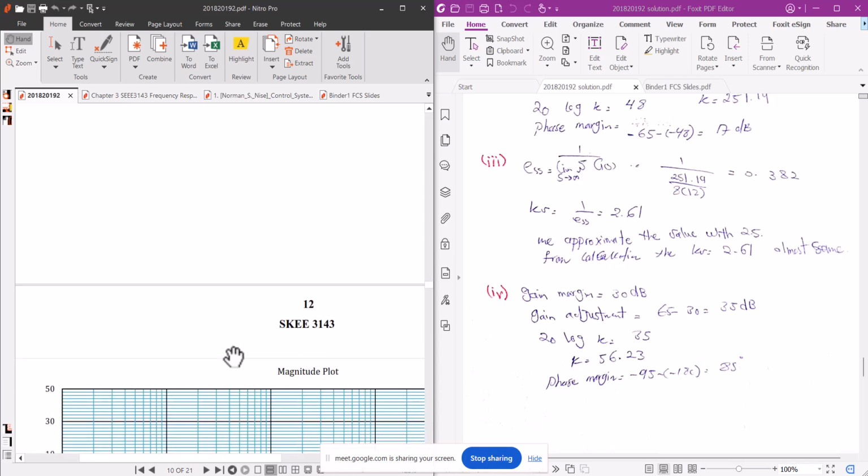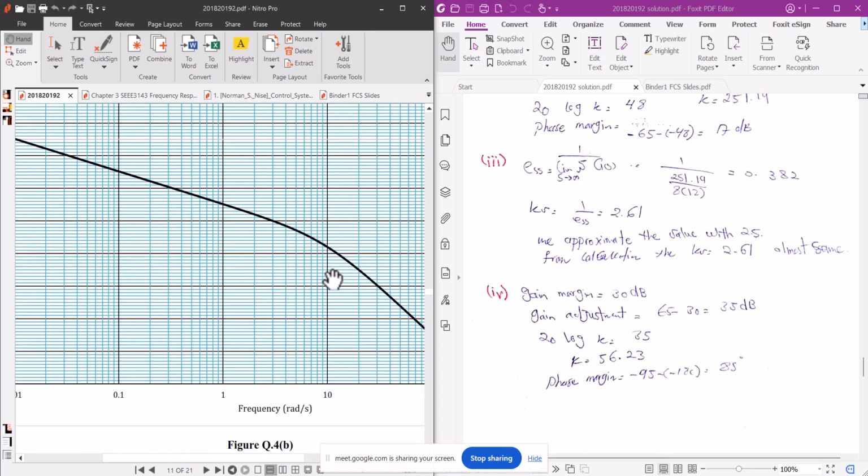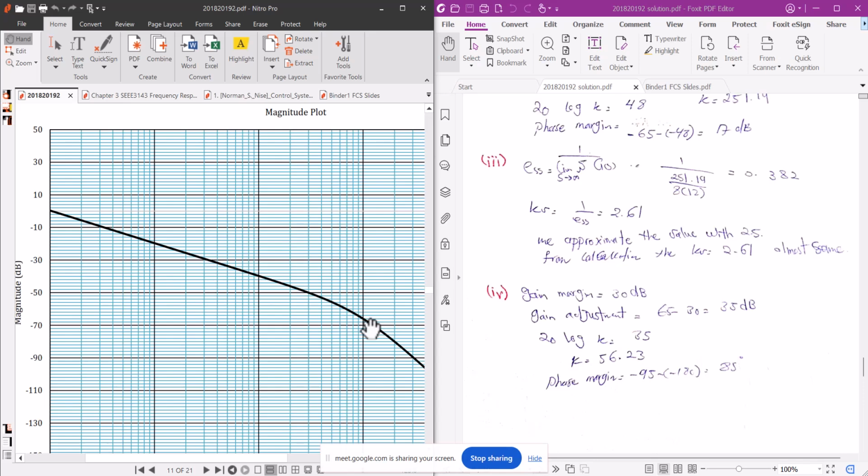So phase crossover frequency, what is phase crossover? This is your phase crossover frequency, and here you need a 30 dB gain margin. First, how much is it now? It is around 65. Yes, initially it is 65, but you need 30, so you need it around here, almost 30, so you have to pull it up. So 65 minus 30 is 35 dB. Basically the gain adjustment will be 35 dB. 65 was the initial value, but you now need a 30 dB gain margin, so the difference will be 65 minus 30, which is 35. You have to adjust 35 dB, then you will get the 30 dB gain margin.